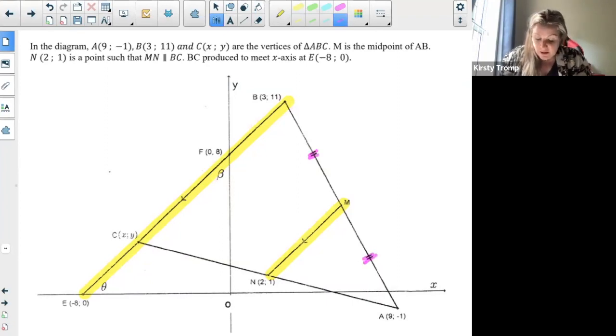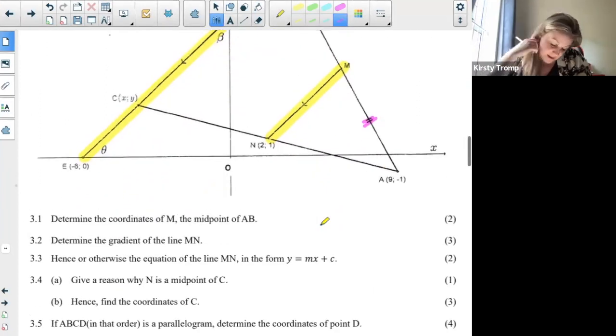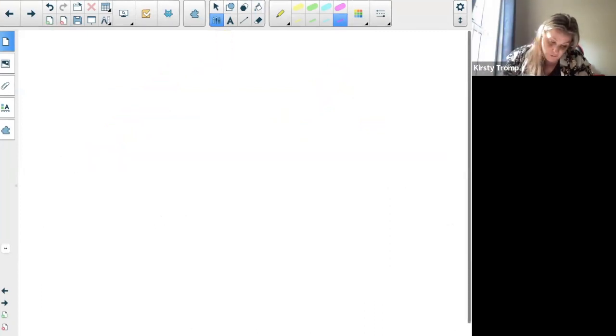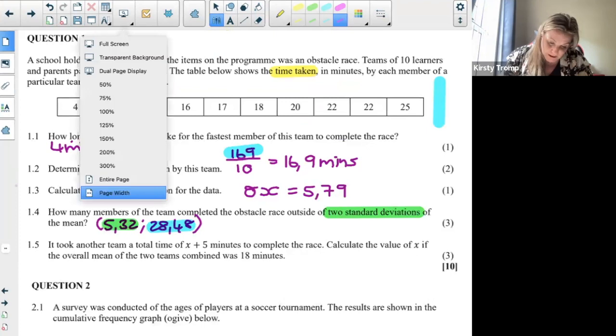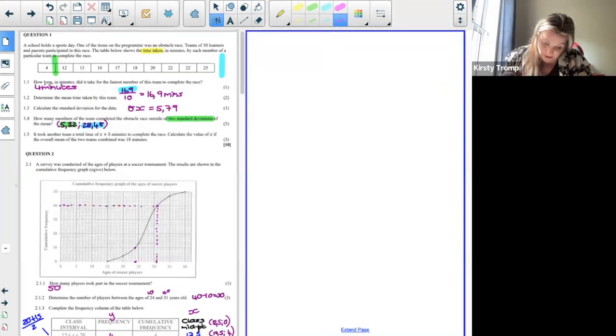All right, so let's see what kind of questions they're going to ask me. 3.1, determine the coordinates of M, which is the midpoint of AB. They're asking me for the midpoint. They're making it pretty easy for me. They should give me a formula sheet, especially for this paper. I'm going to give you a dual page display. I will make it a bit bigger just now for you. I just want to get the actual question.